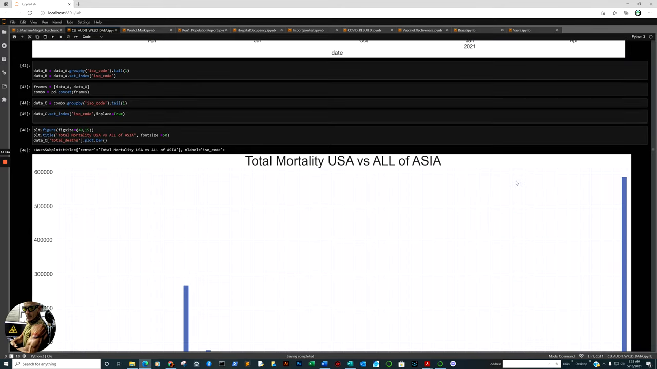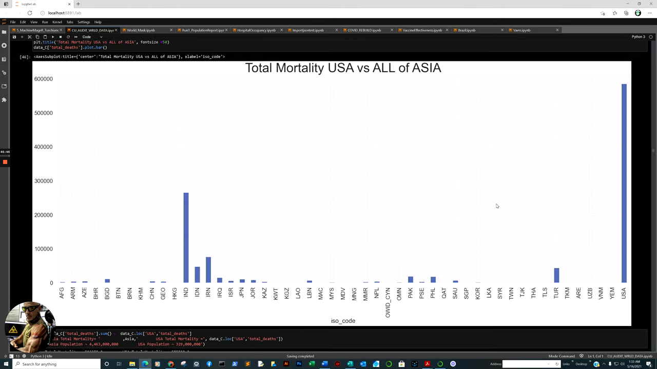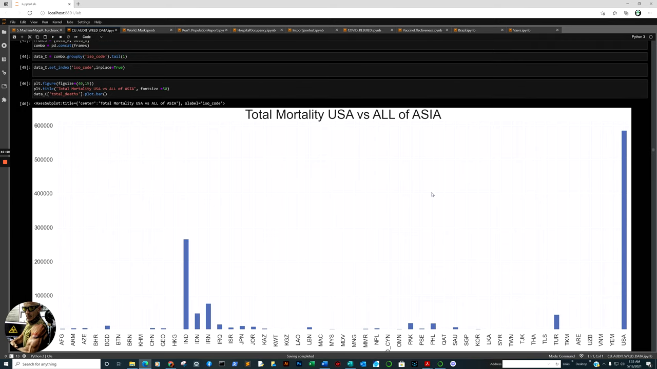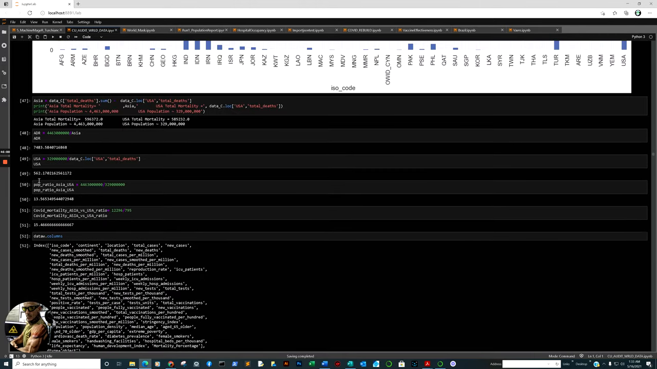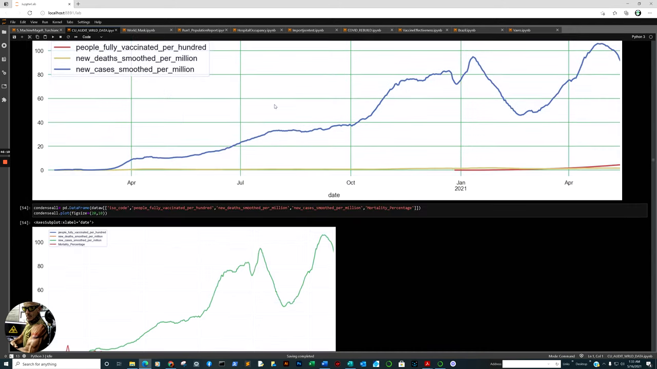Even though I don't know what's going on in India, but India's death rate now has a billion people, and it's about 2.5 per million, which is about the exact same as the United States. So I take it back. The United States is at 1.8, I think, per million. So here we are so far. The United States experienced one death for every 562 people. In all of Asia, one death for every 7,483. And again, that's our data there.